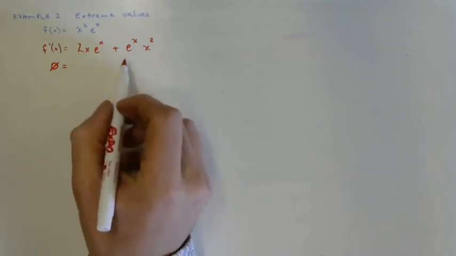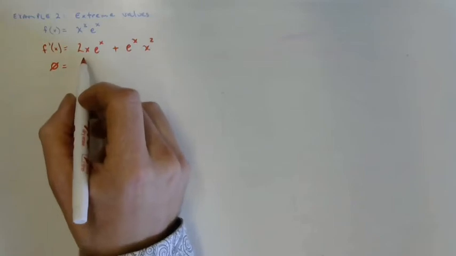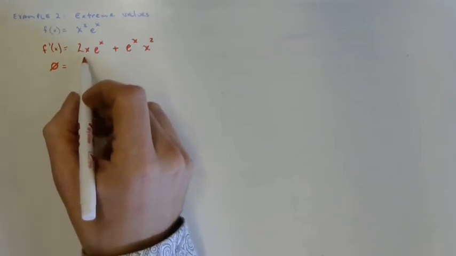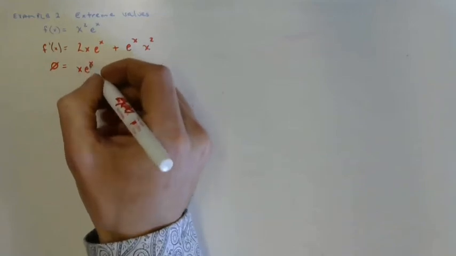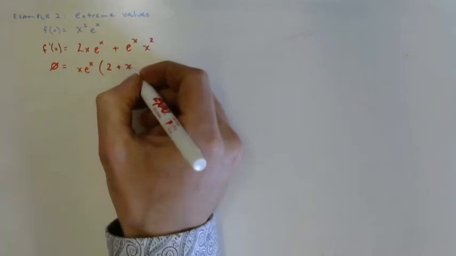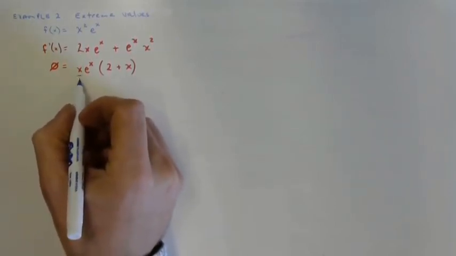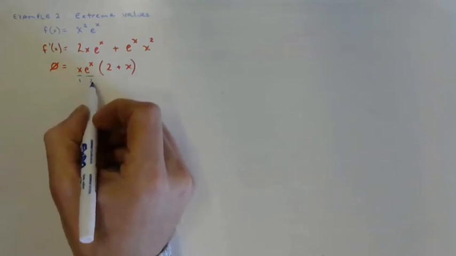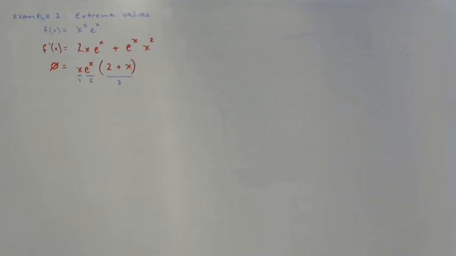And in the next step, I'm going to factor it. So I see e to the power of x and a factor of x in both terms. So I'm going to factor out x e to the power of x, which is going to leave us with 2 plus x. And now here we have to notice that we found 3 factors. We've got a factor of x, we have a factor of e to the x, and we have a factor of 2 plus x.